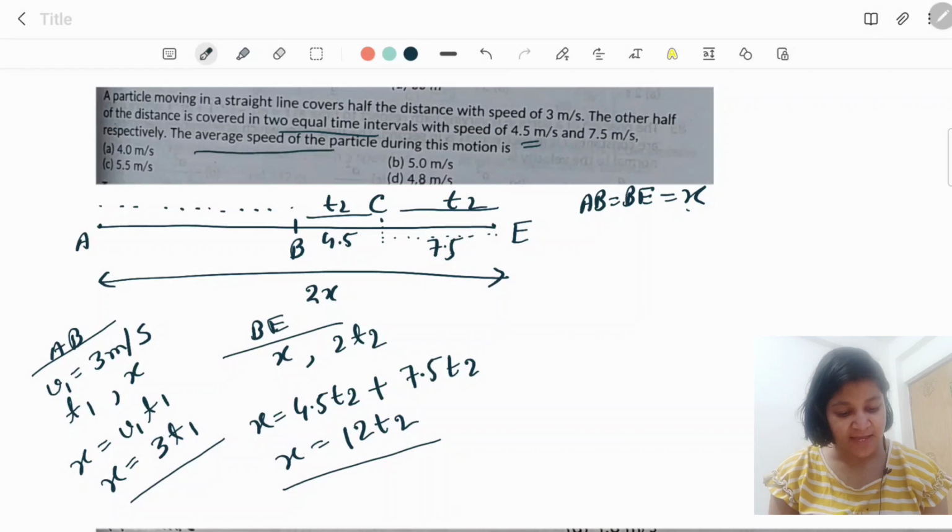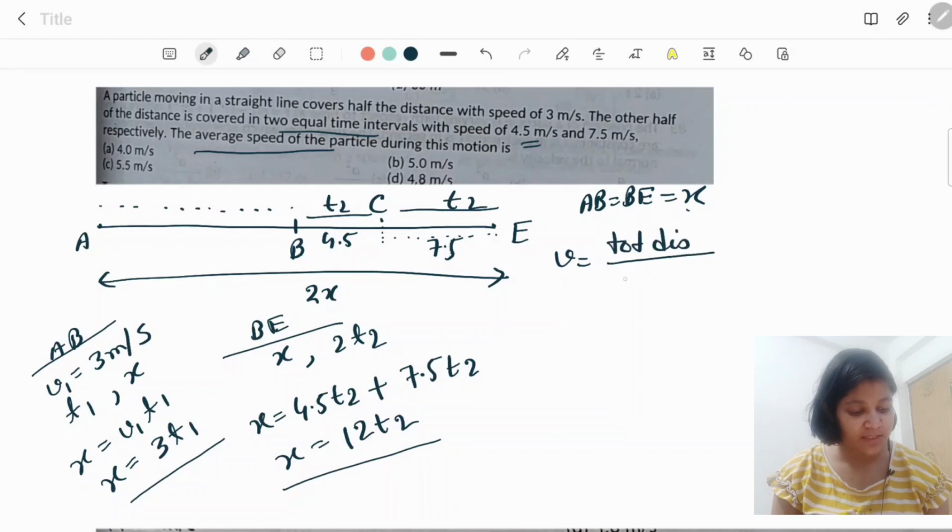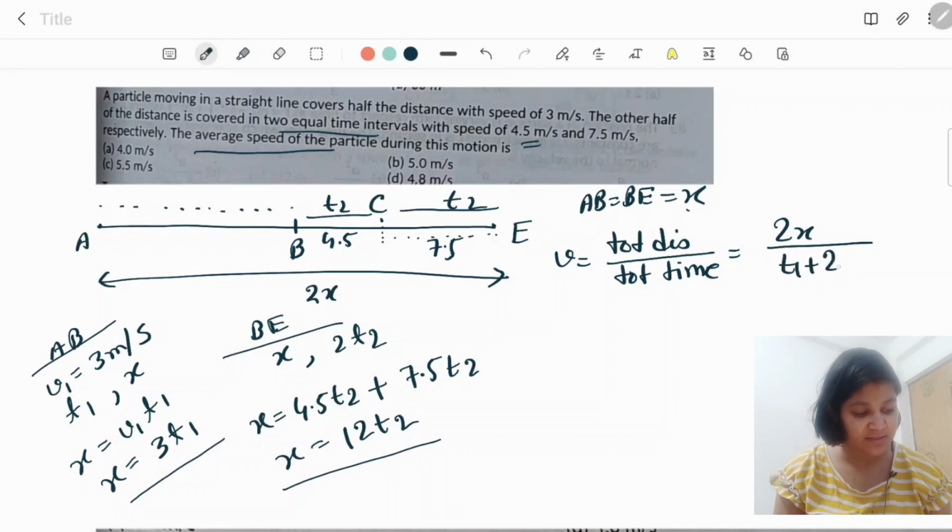They are asking us for the average speed of the particle during the motion. Average speed is nothing but the total distance traveled divided by the total time needed to cover that distance. The total distance traveled is 2x from A to E, and the total time needed is t1 plus 2t2.